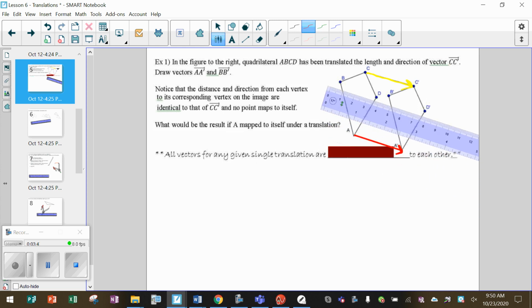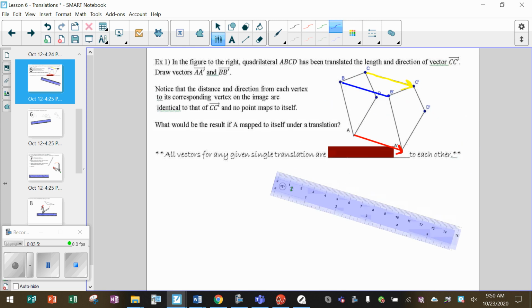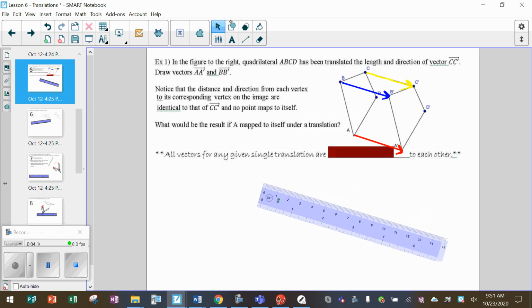And if I do that also with B to B prime, again, point to point, not longer. And I put an arrow tip at the end to show which direction it went. The distance and the direction from each vertex to its corresponding vertex shows the translation vector, and they are all parallel. All vectors of a single given translation are parallel to each other.